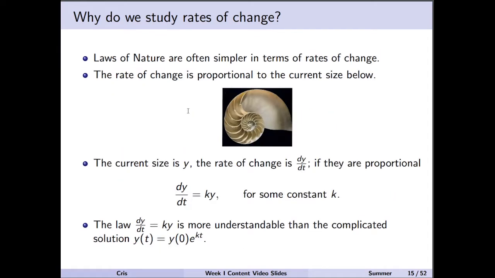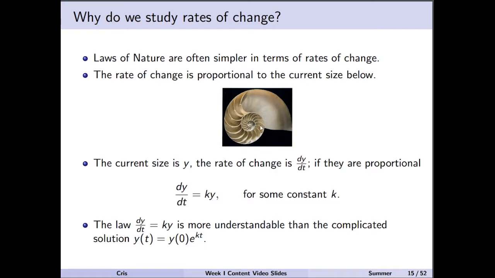Let's do another example. Okay, let's look at this nautilus shell right here. How does a nautilus shell grow? When a chambered nautilus makes a new chamber right here, the size of the new chamber is directly proportional to how big the shell is already. So each chamber is slightly bigger than the last, the size of the new chamber being directly proportional to how big the chamber is already. So if we call the current size of the shell y, then the rate of change of that shell is dy over dt, the rate of change of y with respect to t.